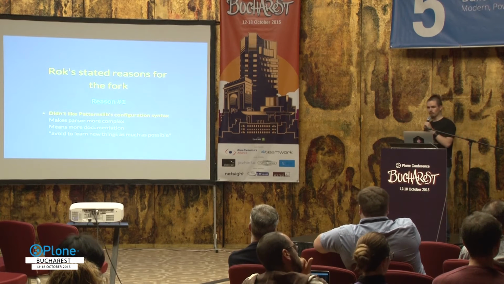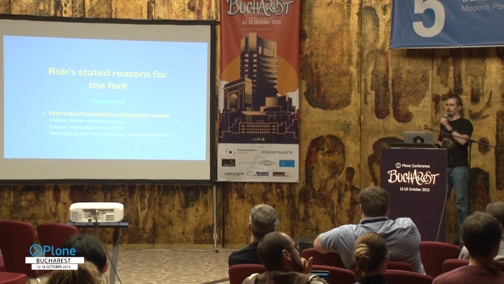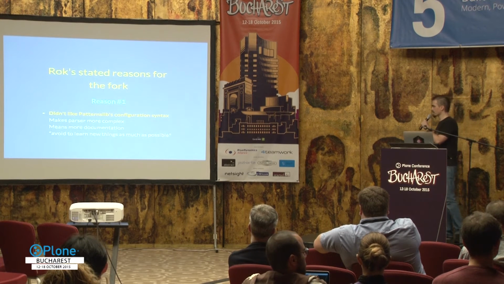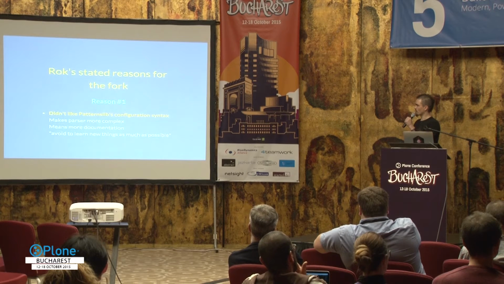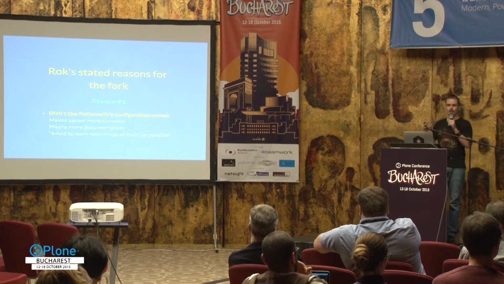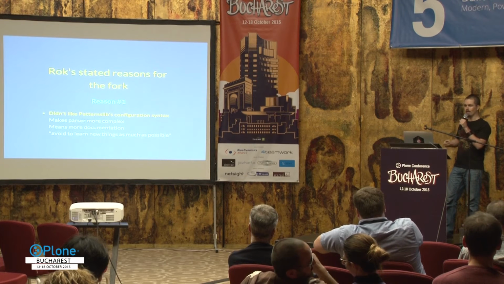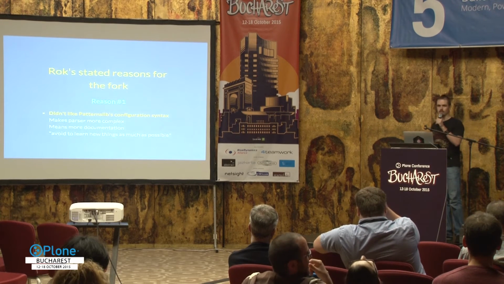So Rock stated three reasons for forking. The first reason was that he didn't like Patternslib's configuration syntax. He said that it makes the parser more complex. It means more documentation because you have to explain the configuration syntax, and he wanted the Mockup project to be about avoiding learning new things as much as possible.